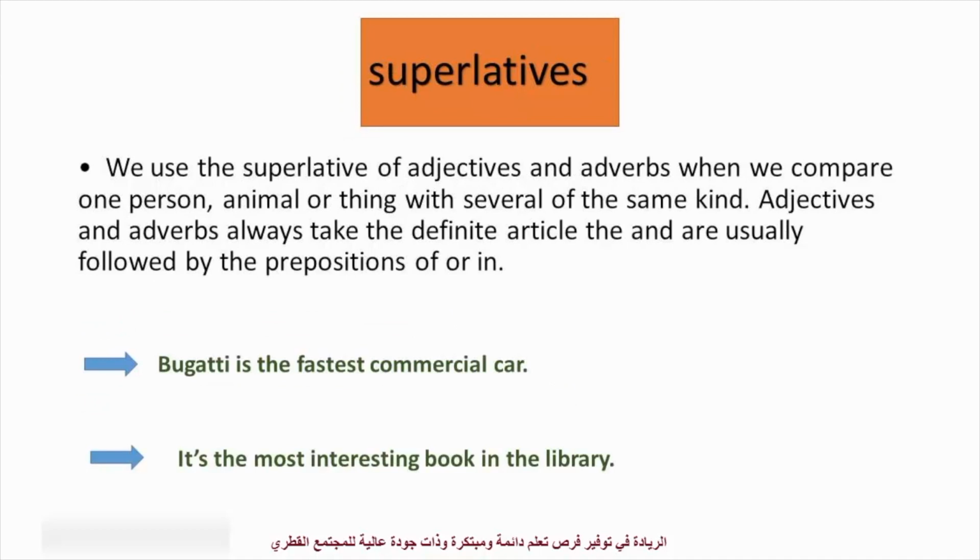Superlatives. We use the superlative of adjectives and adverbs when we compare one person, animal, or thing with several of the same kind. Adjectives and adverbs always take the definite article the and are usually followed by the preposition of or in. For example, Bugatti is the fastest commercial car. Or, it's the most interesting book in the library.